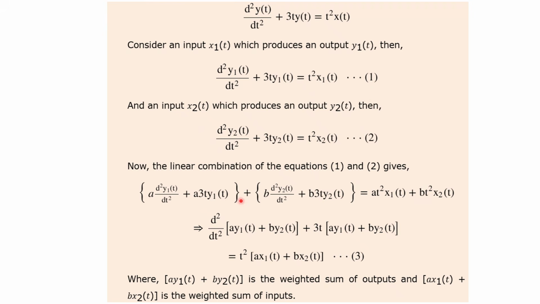Now check the superposition principle after combining equations 1 and 2, and check whether it is equal to a t² x1(t) and b t² x2(t) or not. So here if you see, both are equal. Which means, if it is equal, this is an example of a linear system, right?